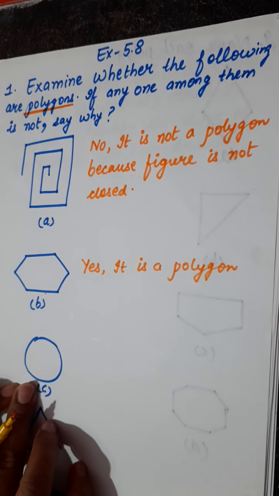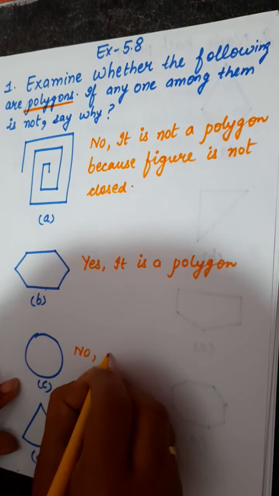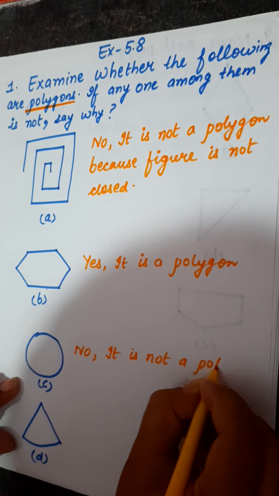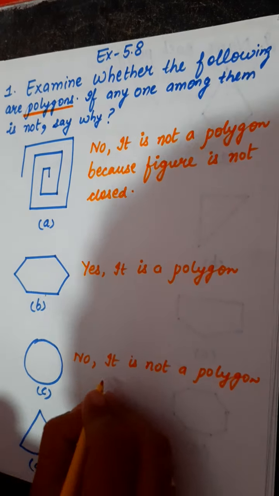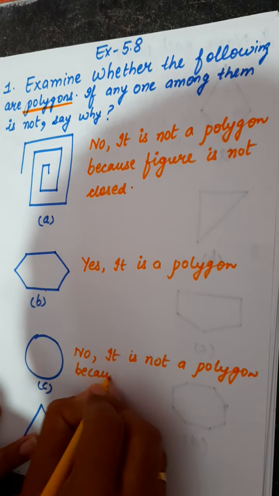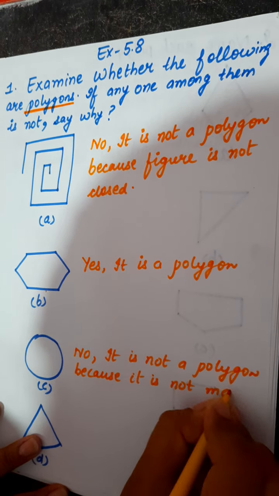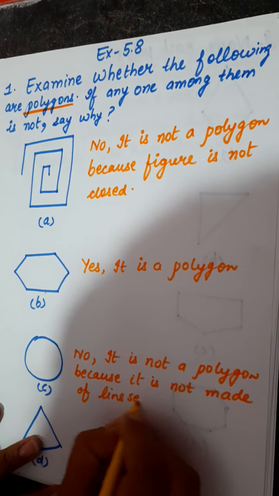Now next we have this circle. As a circle is closed but it is not made up of line segments, so we can say no, it is not a polygon, because it is not made of line segments.